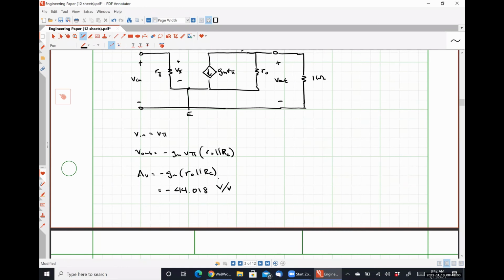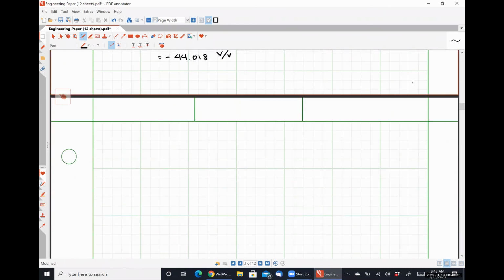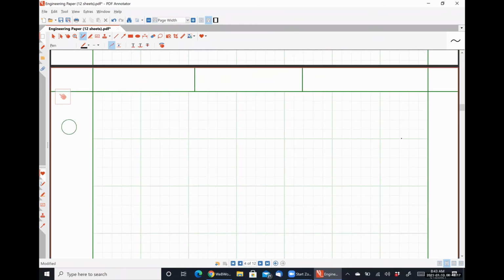All right, so that is the early effect. Anybody have any further questions or anything on it? Or can we move along here? All right, so with that out of the way, let us talk about operation in the saturation mode.